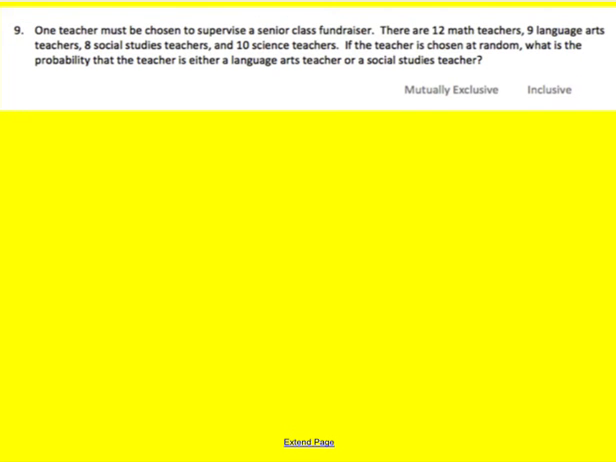So let's take a look at number 9, just as a reminder that OR means you need to add the probabilities. Again, another good thing to remember. One teacher must be chosen to supervise a senior class fundraiser. There are 12 math teachers, 9 language art teachers, 8 social studies teachers, and 10 science teachers. If a teacher is chosen at random, what is the probability that teacher is either language arts or social studies? So we need to add.